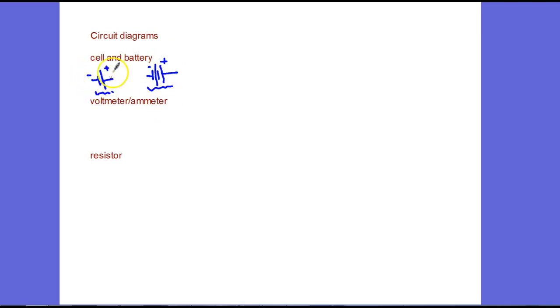The single pair is a cell, multiple pairs together is a battery. A voltmeter is used to measure voltage, an ammeter is used to measure current. When you put those in a circuit, a voltmeter has a V in it like that, and an ammeter has an A in it like that. A resistor, or a device that uses the current, is a zigzaggedy line like that. We'll see some better pictures that I didn't draw soon.